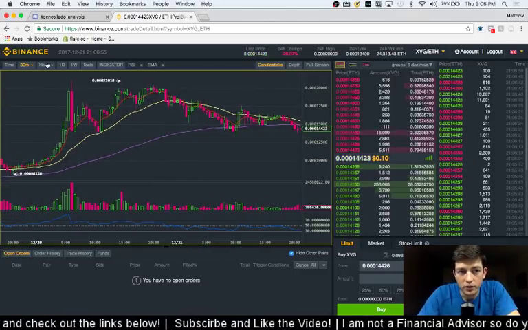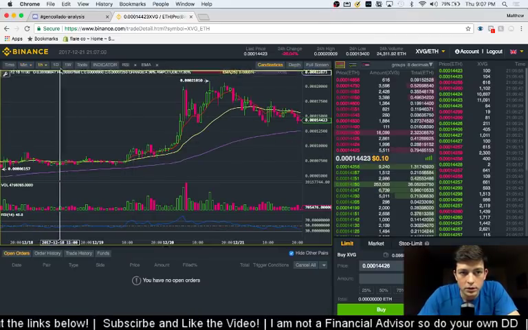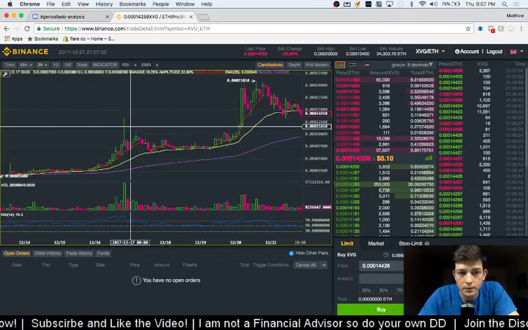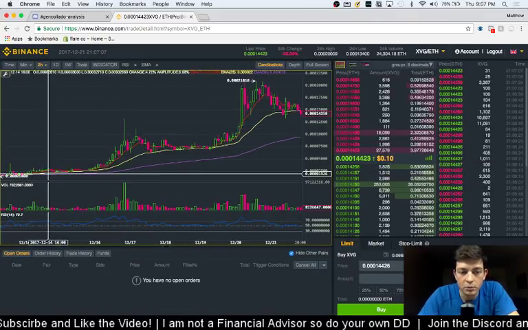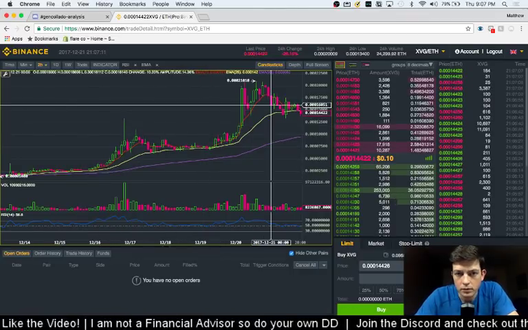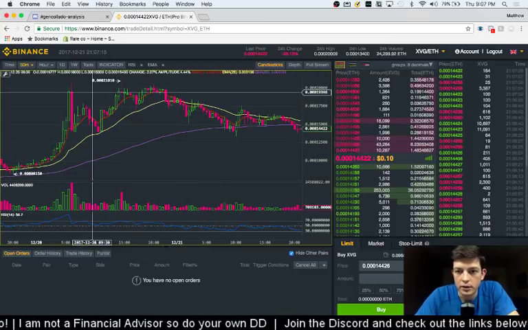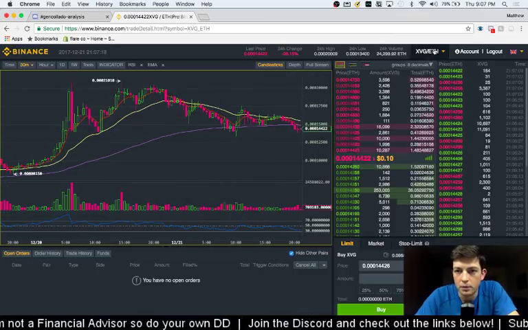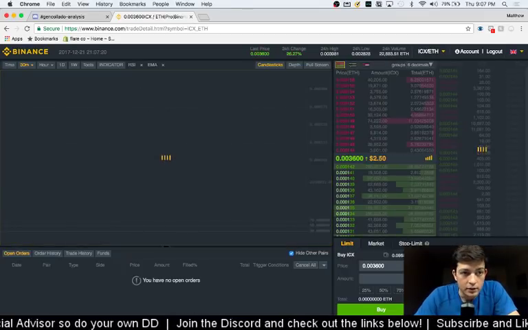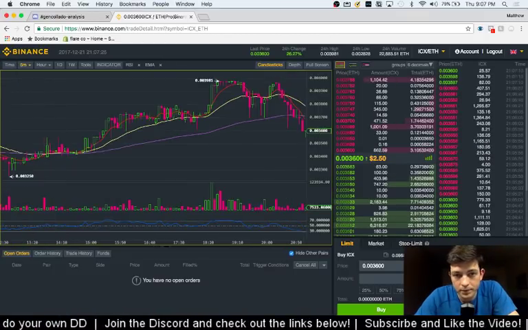So we'll see. Let me look at it on an hour. Two hour. So you can see it kind of bounce off this, and they all start spreading out here. But we're getting some big candles in here, so I need to figure out what I'm going to do. Same with this. So let's look at ICX on a 5-minute chart.